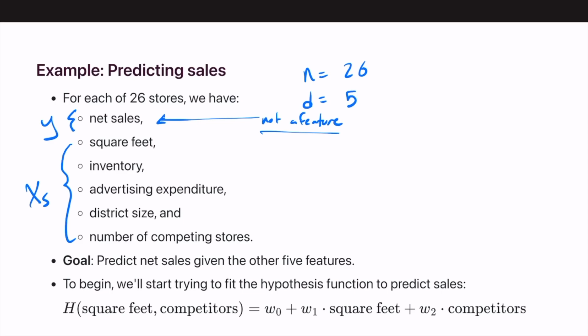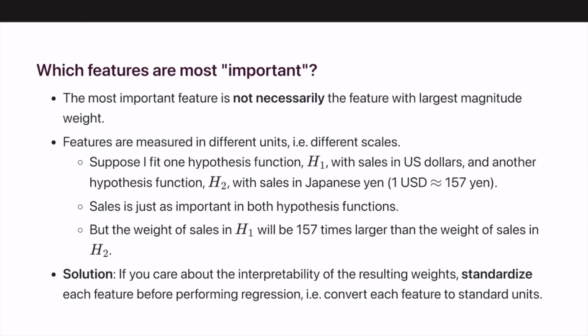We're going to start with square feet and competitors, the number of competing stores. So in this case, our first model has 2 features. We might actually use this example for an in-class demo. I haven't decided yet, since I'm still working on the demos.